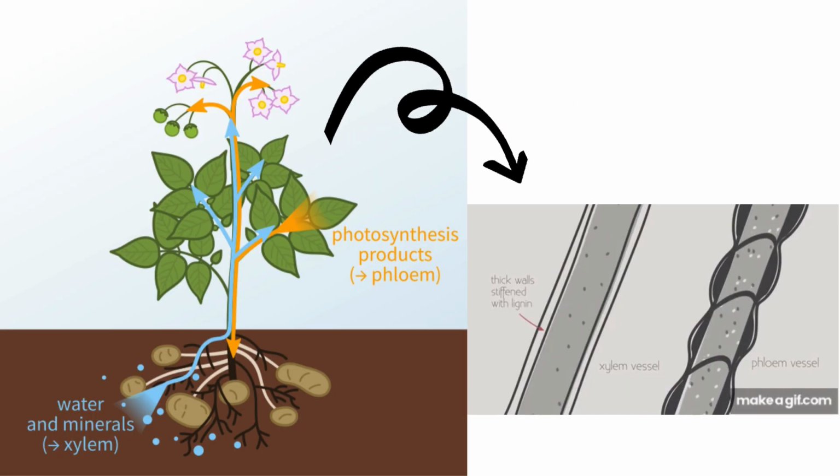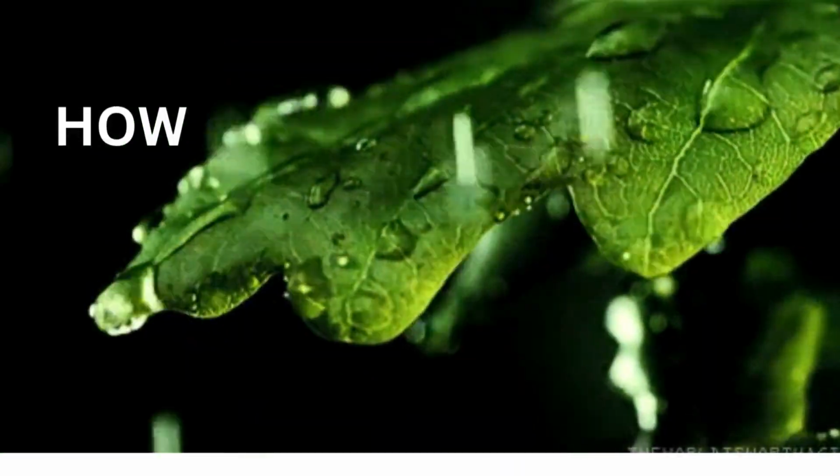Xylem and phloem are vascular tissues that transport fluids in plants. Xylem moves water and minerals from the roots to the plant, while phloem carries sugars from leaves to other parts. Together, they form the plant's vascular system, ensuring the flow of water, nutrients, and sugars.